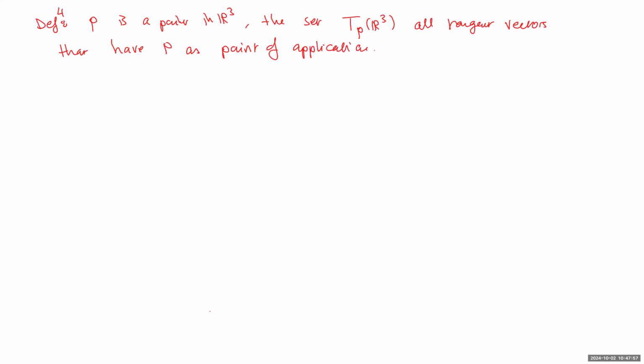And what do we call this one? Tangent space of R3 at P. So here at P, clearly this is the same as R3. The thing is, for any point in R3 we'll have another R3 in some sense.